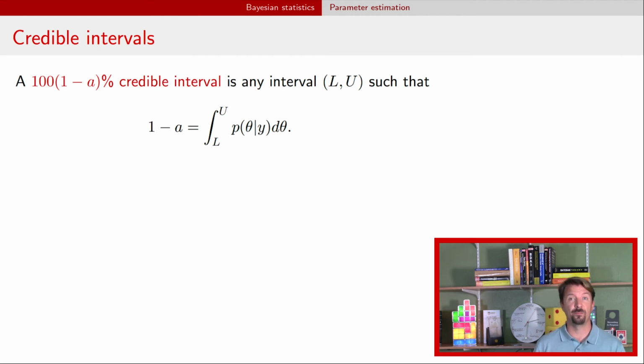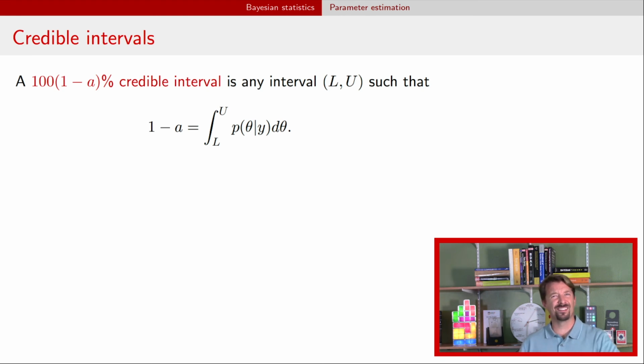So a credible interval has two values because it forms an interval. So we have a value that's the lower endpoint and a value that's the upper endpoint. And the key with this credible interval is that what is required is that if we integrate the posterior density from L up to U, that is across those endpoints, then that probability must be 1 minus a.